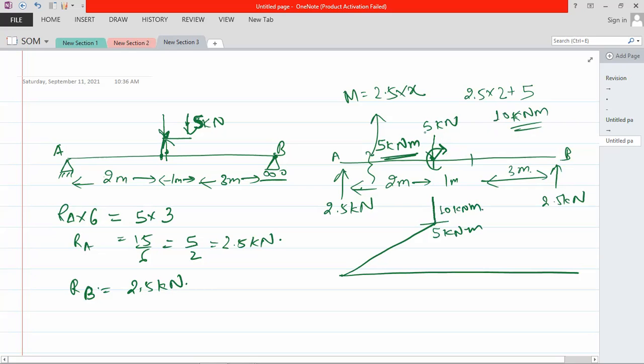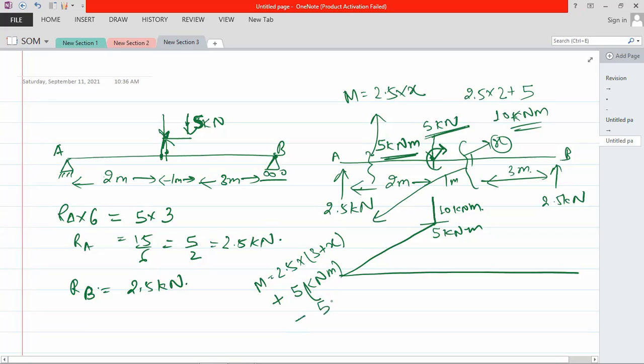And after that, 5 kilonewton is also acting in the downward direction. So take a section at x. Now M is equal to 2.5 into 3 plus x, plus the couple. For the couple, there is no distance, because the couple will add up as it is, minus 5 into 1 plus x.